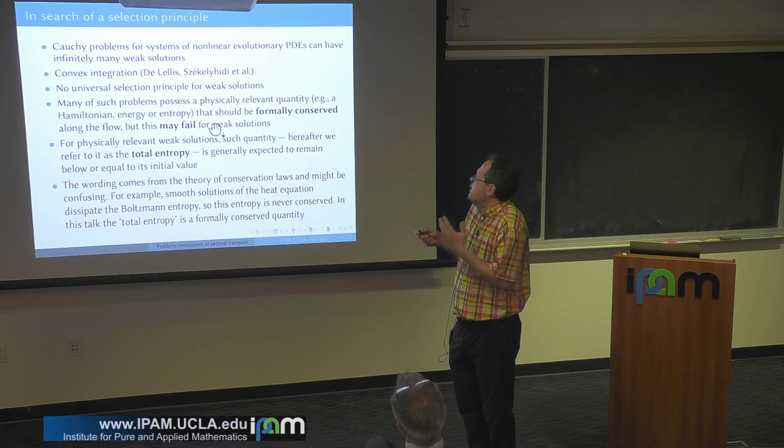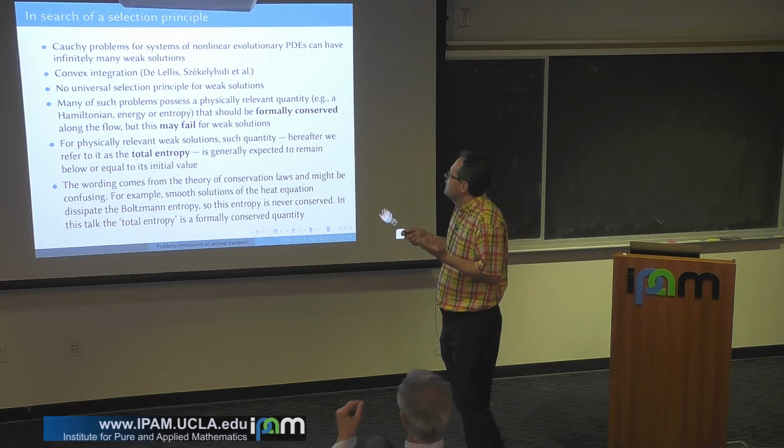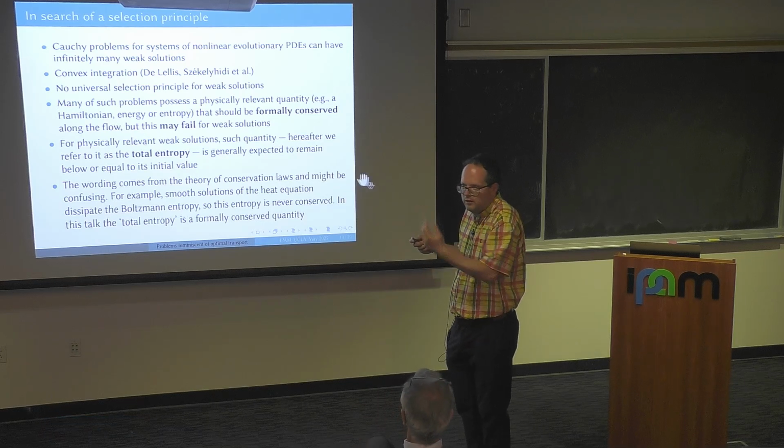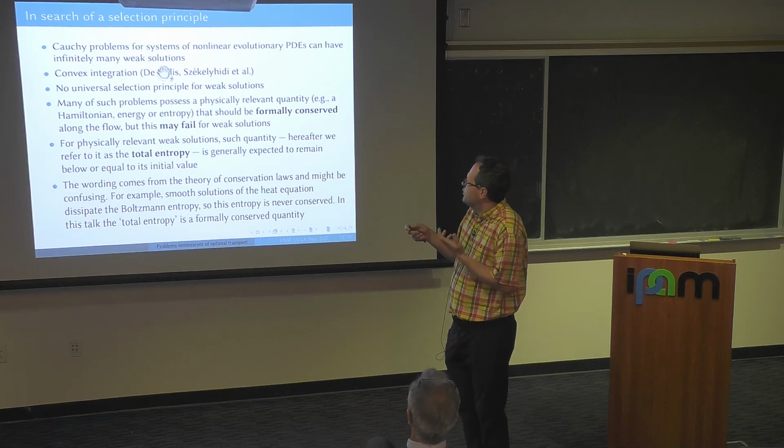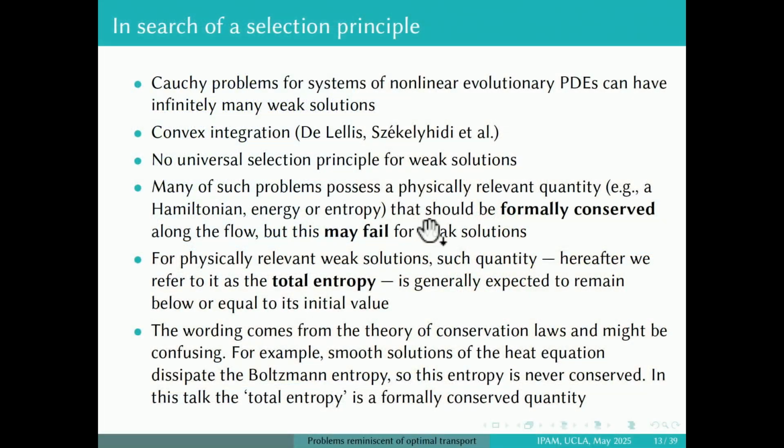So the general remark is that problems which are difficult can have many weak solutions for a fixed initial datum. And this is in particular observed in a systematic way in convex integration. And there is essentially no universal selection principle. At least there are some particular selection principles. The universal idea does not exist.